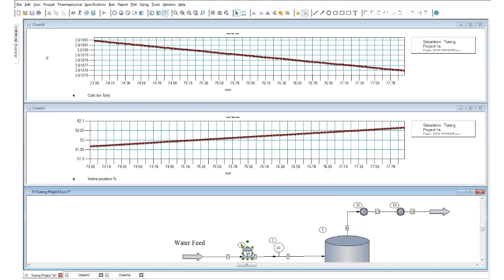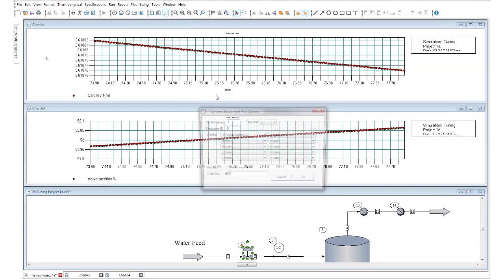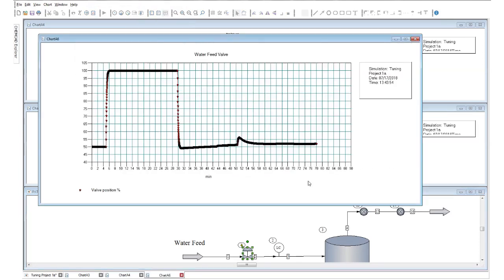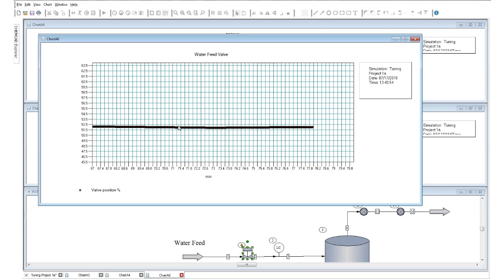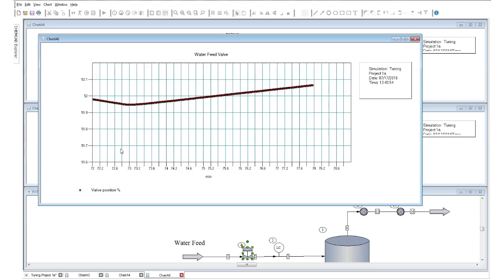So I'm going to click on the valve, plot, dynamic plot, unit op history, and valve position. And we can see that we have just some semblance of oscillations, but it's hard to tell whether or not it's significant.